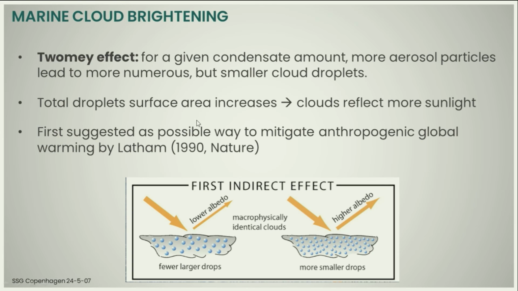So here we see the cloud with these droplets in, emitting radiation into space, and the smaller the droplets you have, the higher the albedo, and therefore the more radiation is sent out into space.